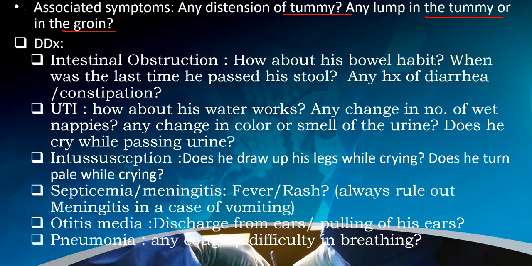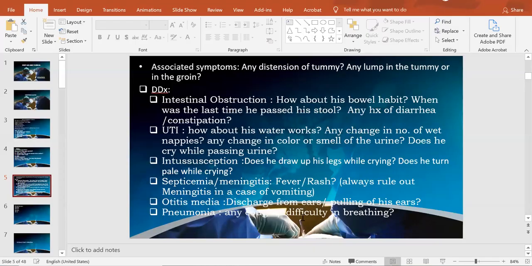Now remember, if you forget to ask this associated symptom, you can always ask it in the differential diagnosis, because these are our differentials also. Like lump in the tummy or groin. Groin lump is for hernia. So you can ask it while asking the differential diagnosis also. So it's not very important to ask like that. Now, the differential diagnosis is the most important one. And you have to ask a lot of DD, because usually they ask you the differential diagnosis in here.